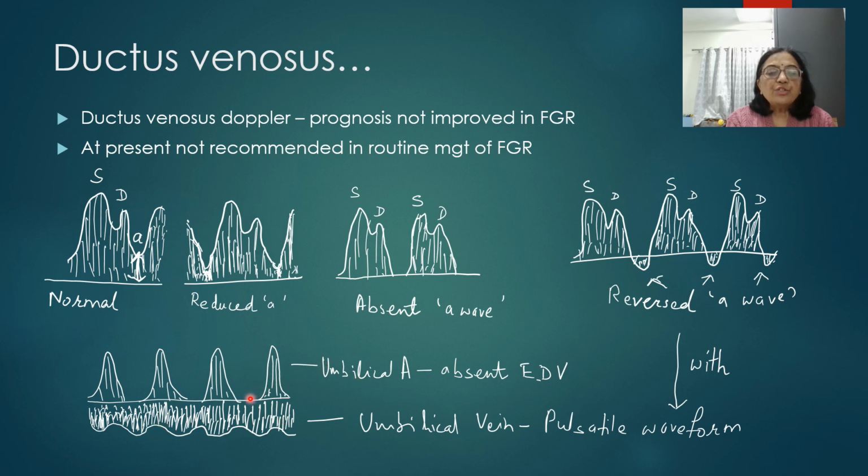This is the umbilical artery, which is showing absent end diastolic velocity. Here we can't rule out whether it is absent or reverse because it is getting superimposed by this umbilical vein pulsatile waveform. So umbilical vein pulsatile waveform usually goes along with a reversed A wave. Whenever there is a reversal of the A wave, atrial contraction, on the other hand, there is a reversal of blood flow. That time it is seen that there is a pulsatile waveform in the umbilical vein.